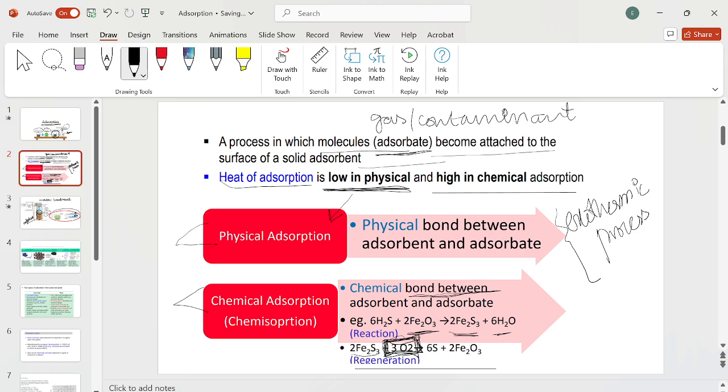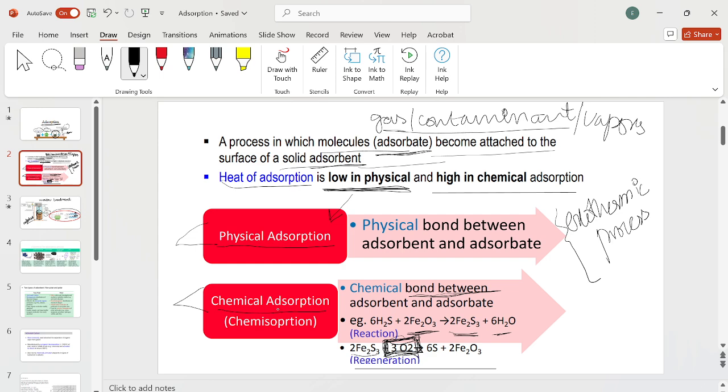So what happens during adsorption? These contaminant or gas or any vapor attaches on the surface of solid adsorbent. And this can happen using physical adsorption or chemical adsorption. Talking about physical adsorption in detail, physical bonds between adsorbent and adsorbate are formed. There must be a weak interaction, like van der Waals forces are developed.